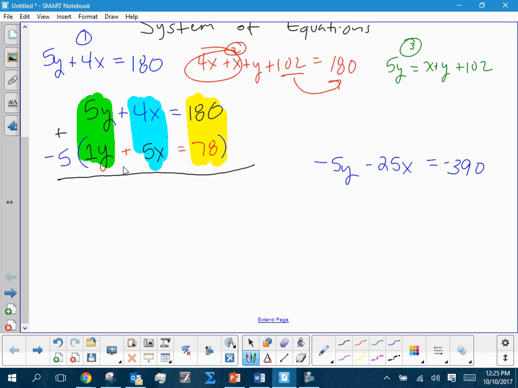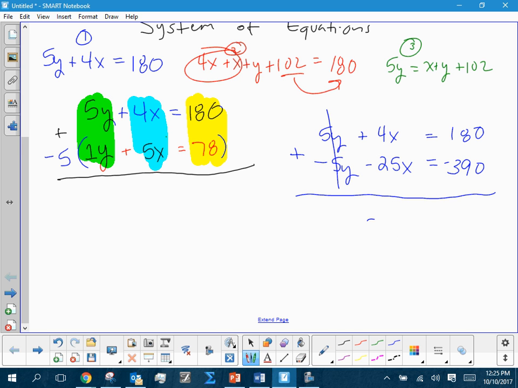Okay. So this equation here, 1y plus 5x equals 78, is the exact same thing as -5y minus 25x equals -390. It provides me the same exact results. Okay. Now I'm going to take the top equation and just rewrite it over here. I'm not going to change it at all. And now I'm going to add straight down. Those go away, giving me 0y, when 0 times y is 0.